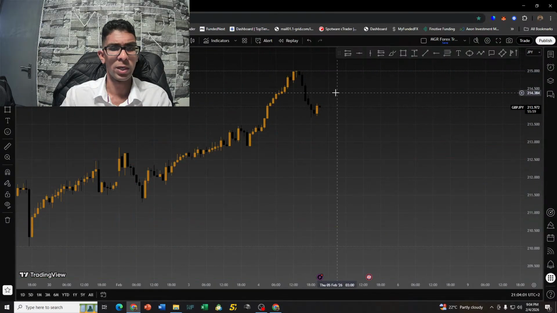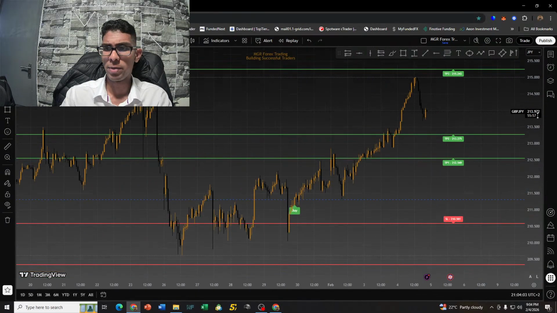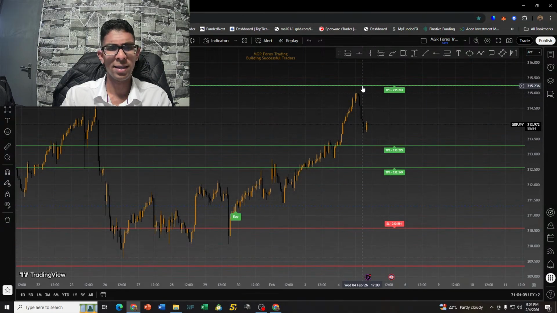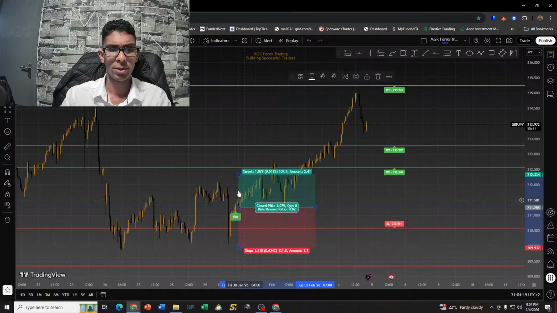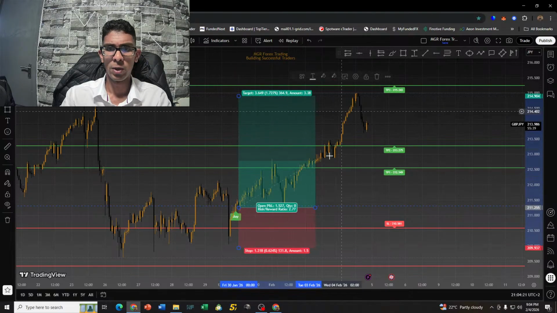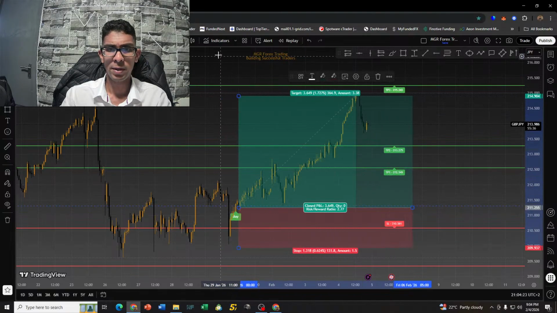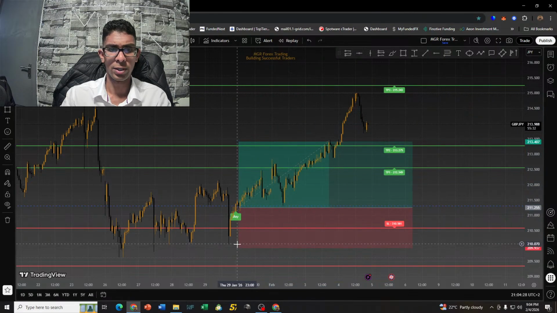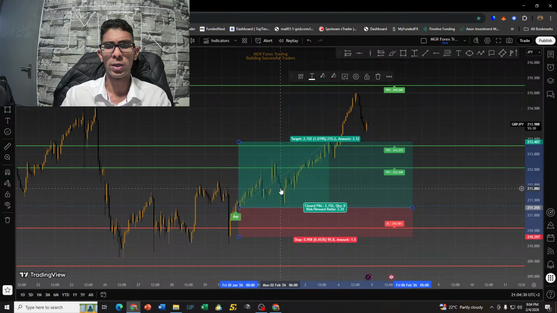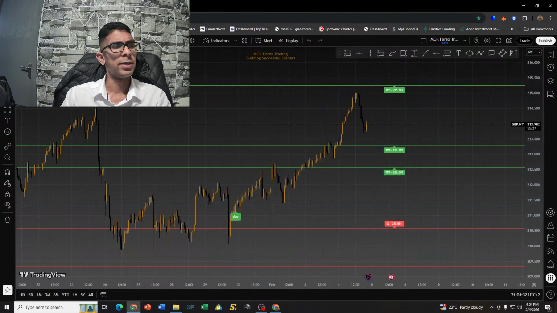I'll move over to the 1-hourly time frame. That's my buy. Nearly hit that take profit 3. Came very, very close to it, but unfortunately just a bit shy from that level. Just a bit shy. Well, take profit 2 smashed in that regard. Quite clean, quite simple.